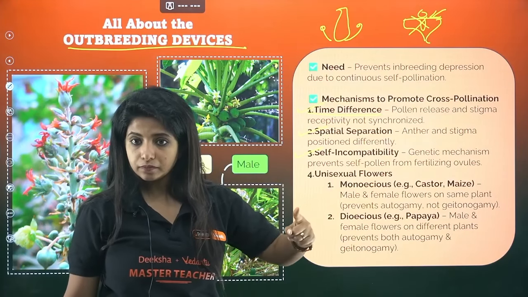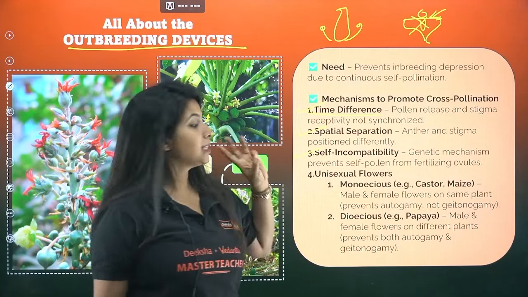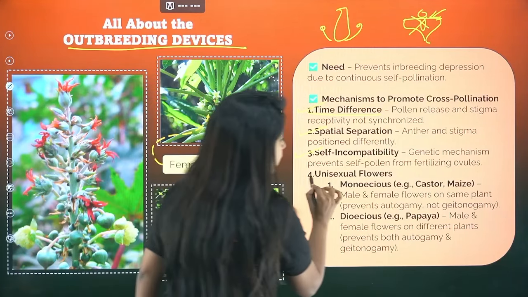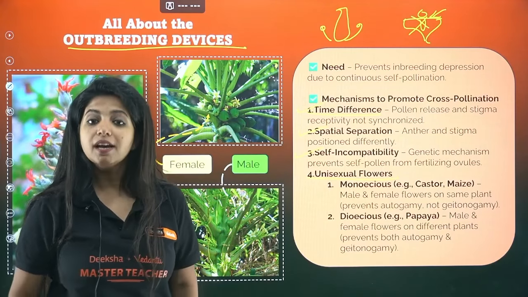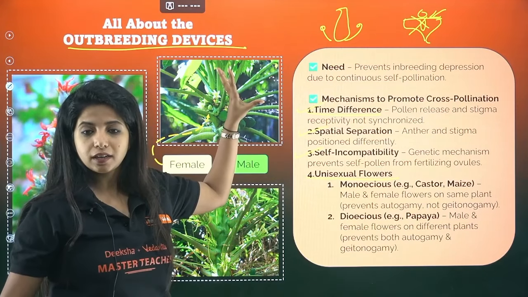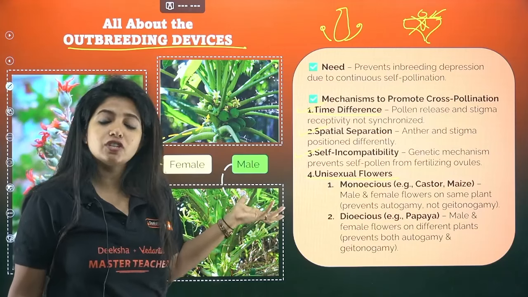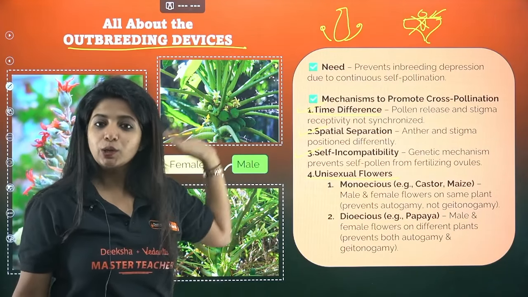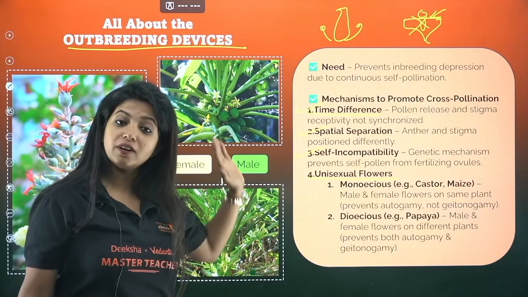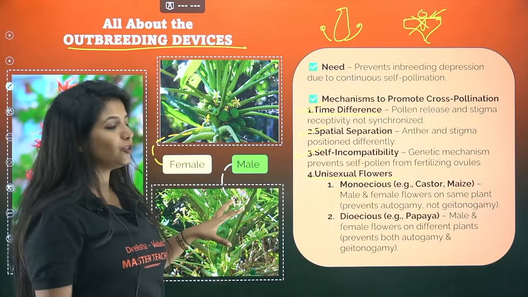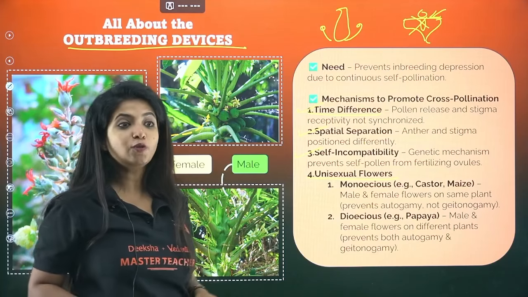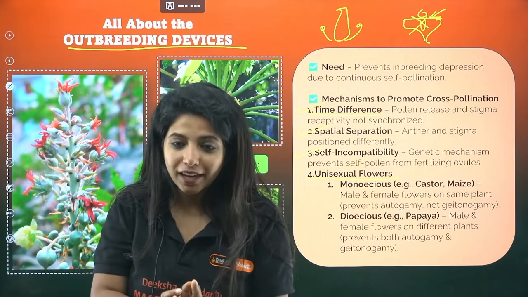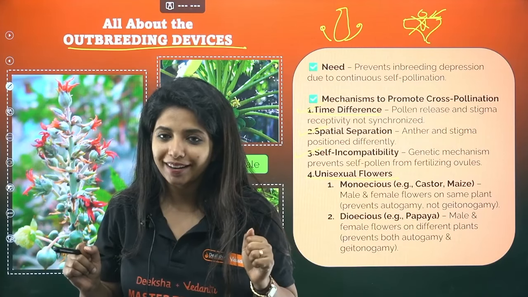So time difference, then spatial separation, then self-incompatibility, and now is formation of unisexual flowers. What do you mean by that? Formation of unisexual flowers means, suppose a plant just has the female flowers, and the plant does not have the male flowers. So obviously female flowers cannot fertilize themselves, right? You need a male flower. So cross pollination is definitely going to happen. If male and female flowers are on two separate plants, obviously cross pollination will happen, genetic variations will be there, proper sexual reproduction happening up there, right?